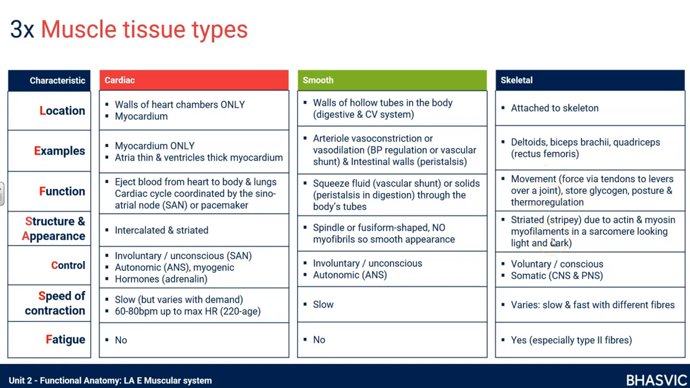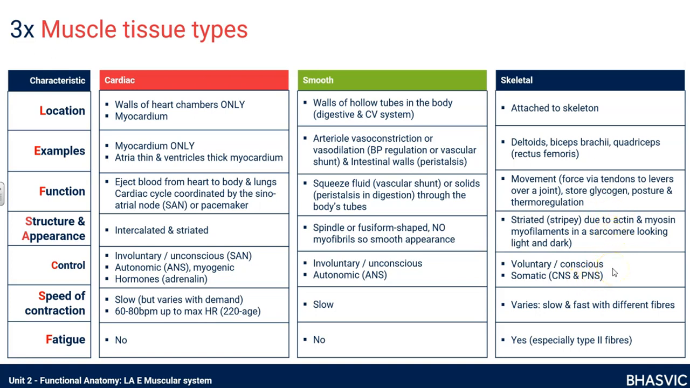What do they look like under a microscope? They're stripy, they look striated, and that's because they've got two different kinds of myofilament. Again, we'll learn about this in a different video. The two different types of protein or myofilaments are called actin and myosin, and they look dark or light under a microscope, which makes that stripy appearance.